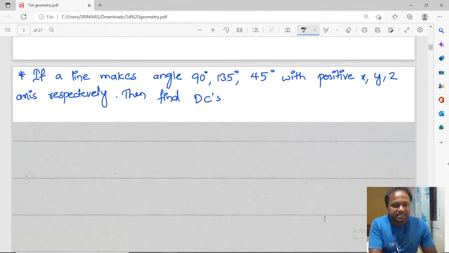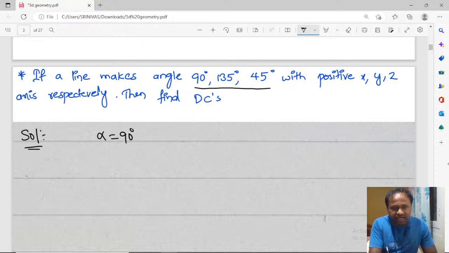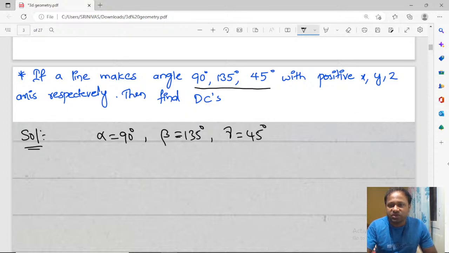So if a line makes, what was the question? If a line makes angles alpha is equal to 90 degrees, beta is equal to 135 degrees, and gamma is equal to 45 degrees with positive x, y, z axes, then what about the direction cosines? This is the question. Okay, so direction cosines we generally denote with l, m, n.